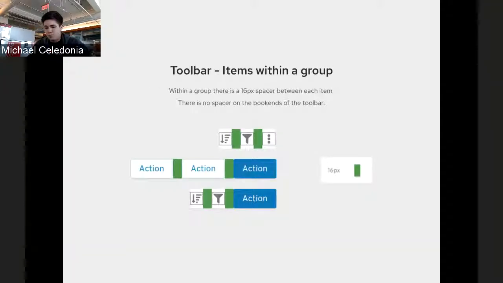So the basic approach we're taking is we're going to have items in a toolbar, and then there's going to be groups of items in the toolbar. And when you have a group of items, you can see 3 examples here. Any amount of items can be in a group, and any kinds of items can be in a group. They don't have to be the same kind of items. So here you see a group of icons, a group of buttons, and then a group of a single button and icons. And whenever you have items within a group, there's 16 pixels of spacing between those items, no matter what they are. So it's just always the same.